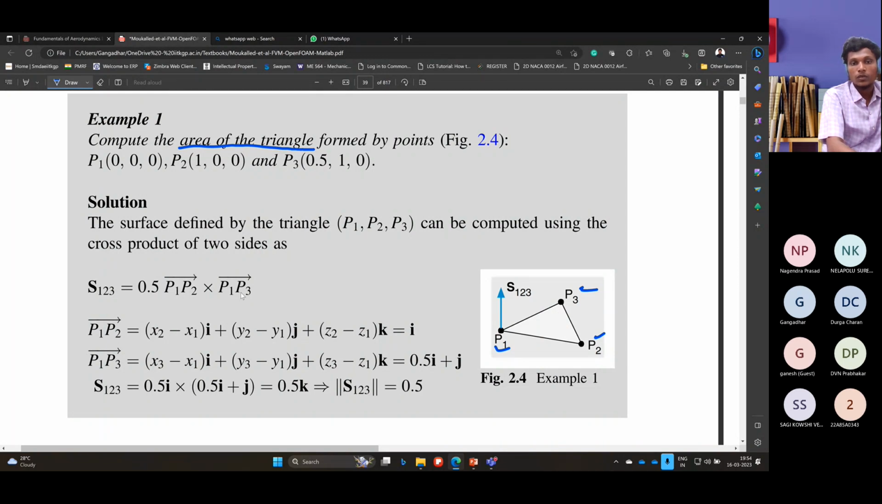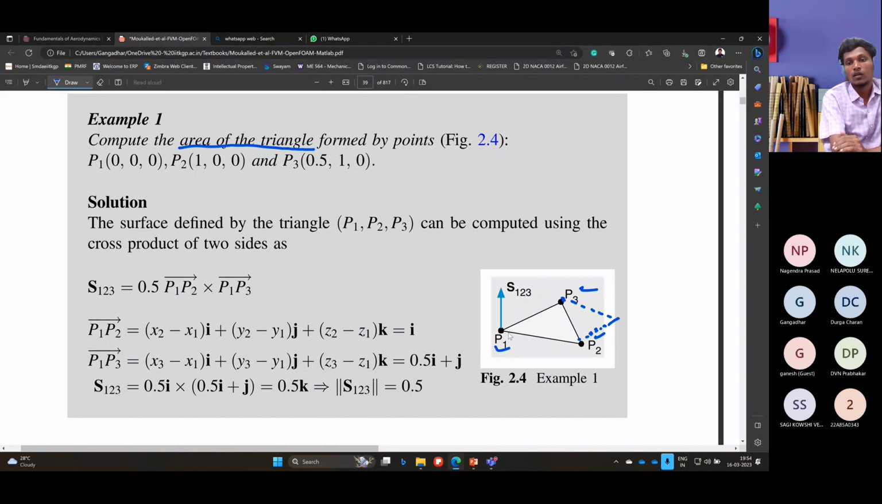Say P1 bar and P3 bar, like that. We only have some points. Then they asked us to find the area of the triangle. How can you find it? This looks unrealistic, finding the area by using just the points. So what you can do is first make this triangle into the shape of a parallelogram. This is the shape of the parallelogram.